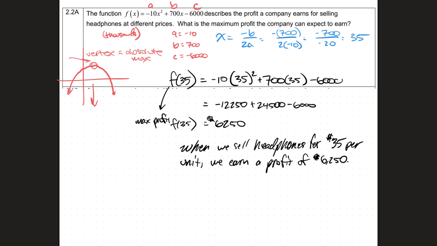So that means, I didn't read the question correctly, it's not in quantity, it's at prices. So if we sell headphones for $35 per unit at different prices, we earn a profit of $6,250.